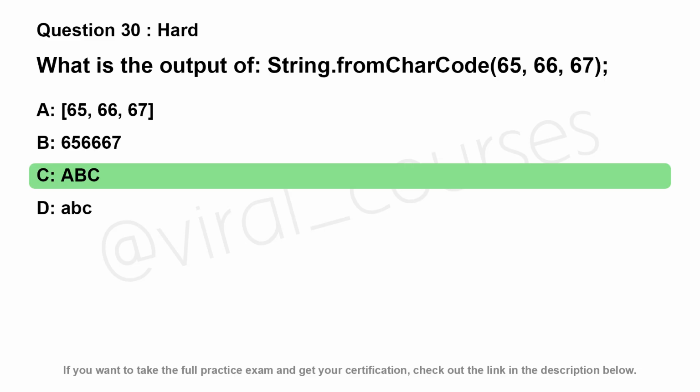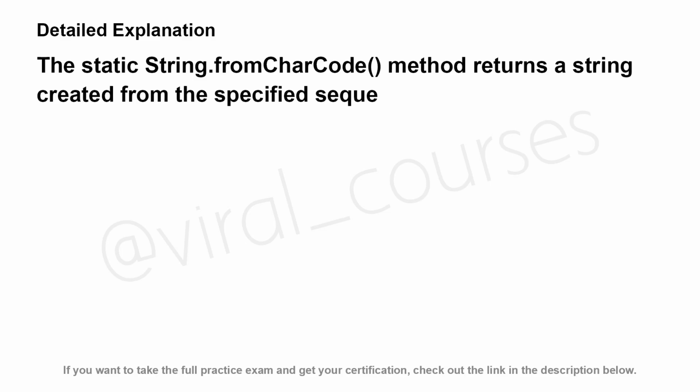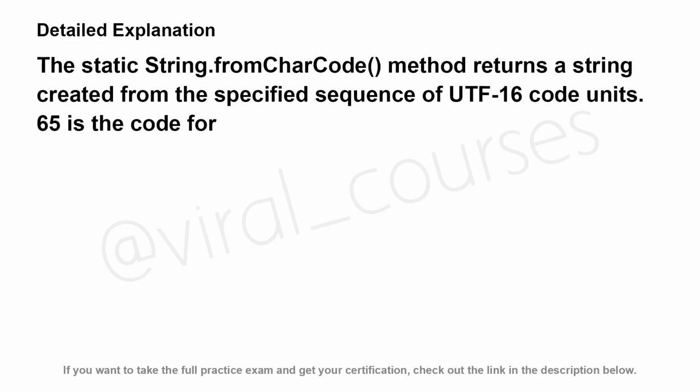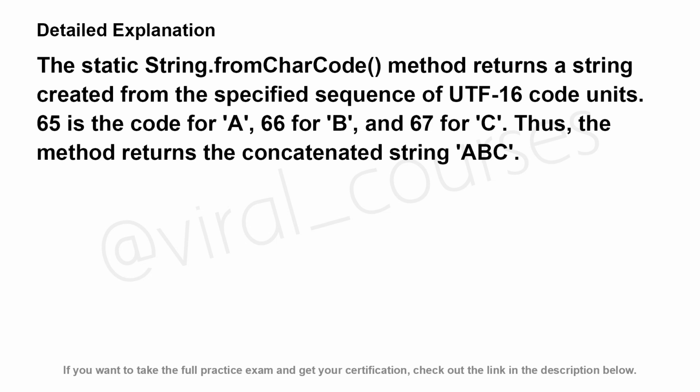The correct answer is C. The static String.fromCharCode method returns a string created from the specified sequence of UTF-16 code units. 65 is the code for A, 66 for B, and 67 for C. Thus, the method returns the concatenated string, ABC.